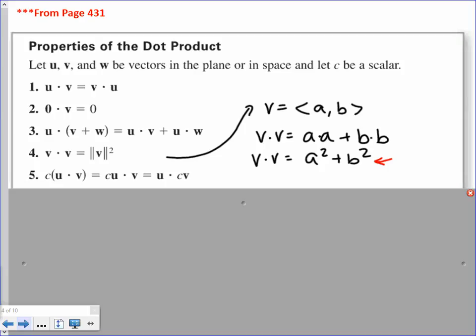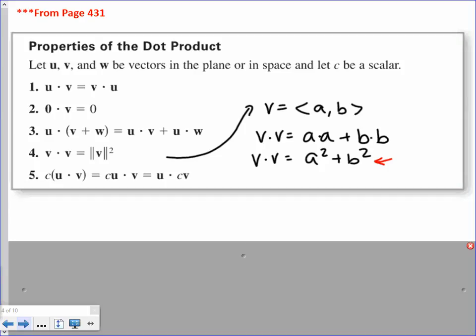Number 5 is a scalar c times the dot product of u times v. You're going to multiply two things at a time, and then you'll have to multiply twice. So you could do the dot product for u and v, which is a scalar, and then multiply that by c. Or you could multiply your scalar c by vector u, and then do the dot product. Or multiply your scalar to vector v, and then do the dot product with u.